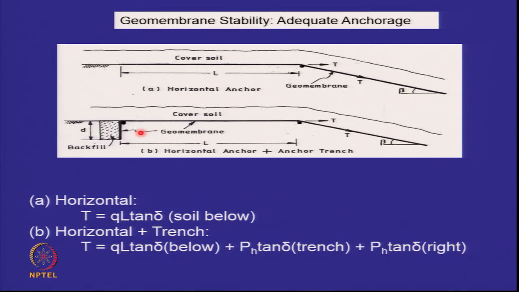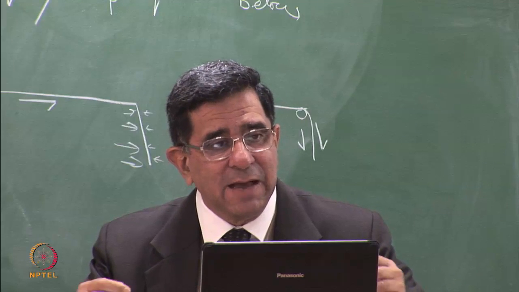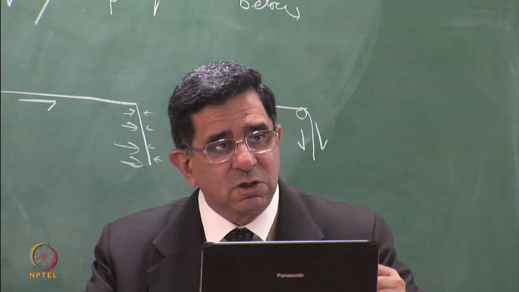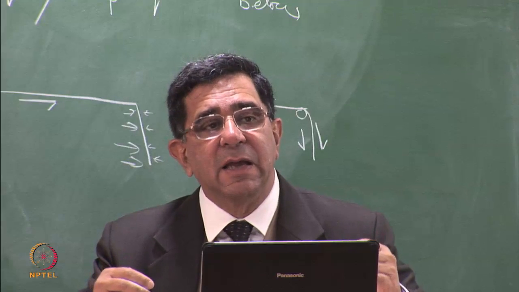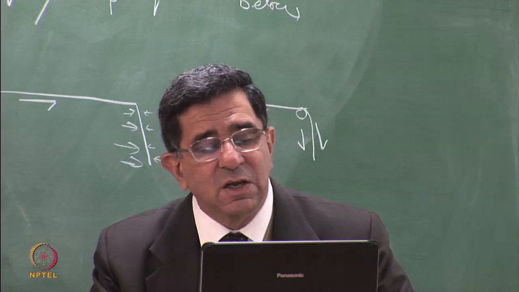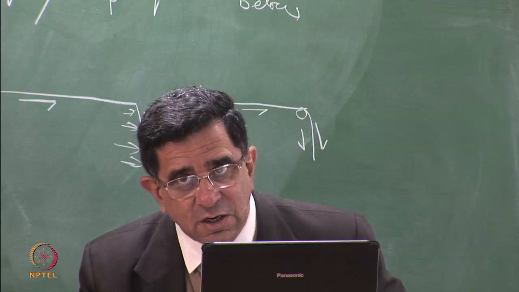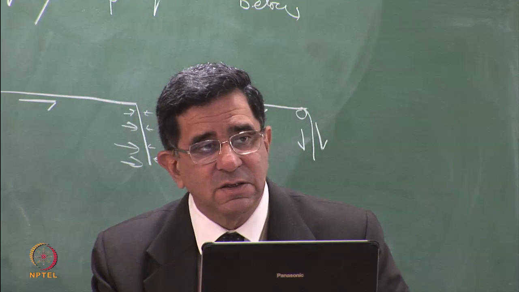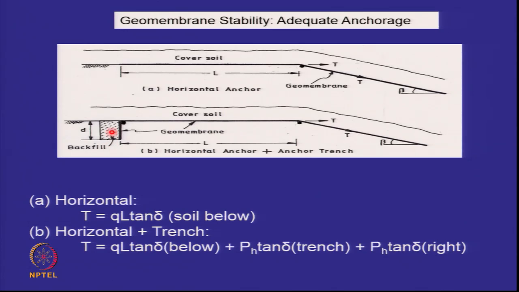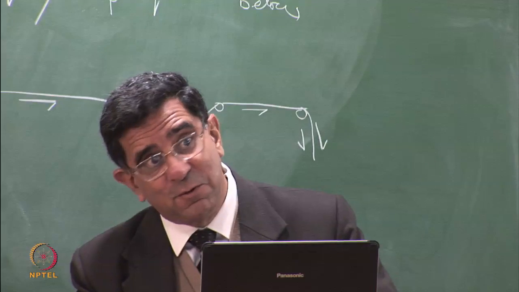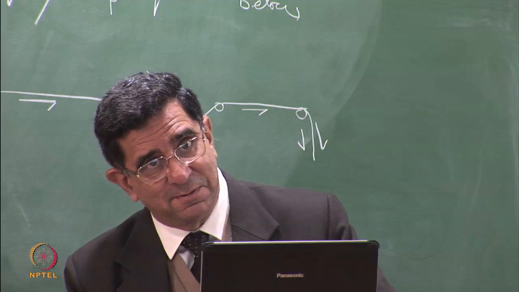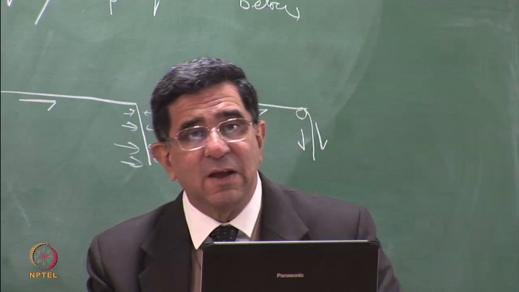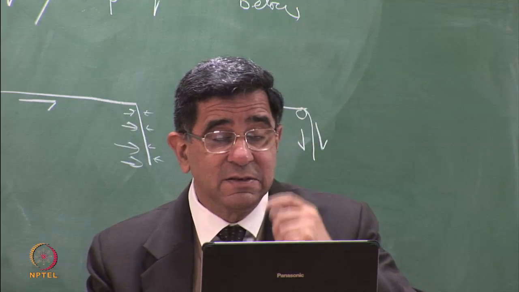Now the P horizontal can be active, passive or at rest. Mostly in the case of Sharma and Lewis, P horizontal is taken as at rest, K naught condition, because this is dug up and this is backfilled. Once you backfill it, you get the K naught condition for the purpose of analysis. So these two approaches give you very different results, but this is the way you check whether you can give the anchorage capacity that you need or not.